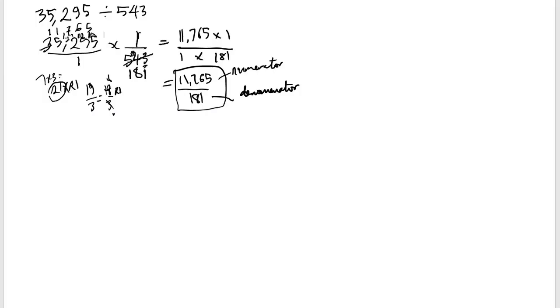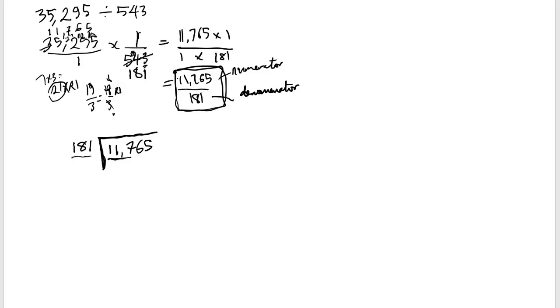Considering these numbers, we can as well proceed with the long division method. So for 181, you draw this corner, then you write 11765. 181 has 3 digits in it, so you look at the number inside the larger number, you look at 11. 11 is smaller than 181. You move to the next number, 117 is smaller than 181.